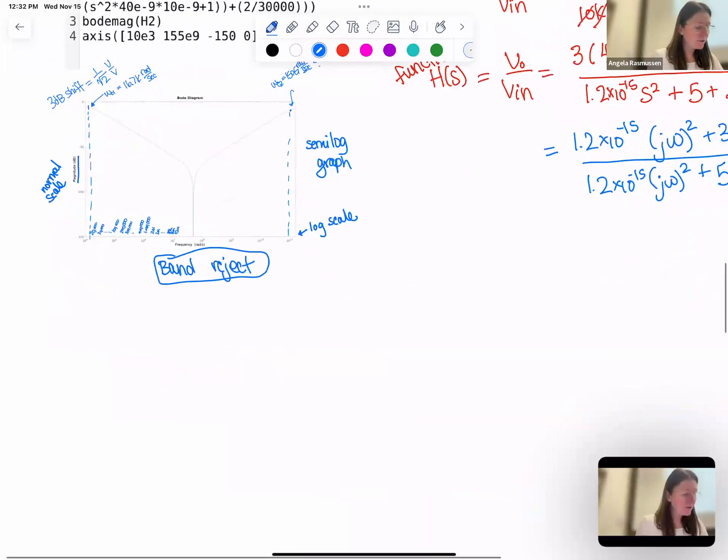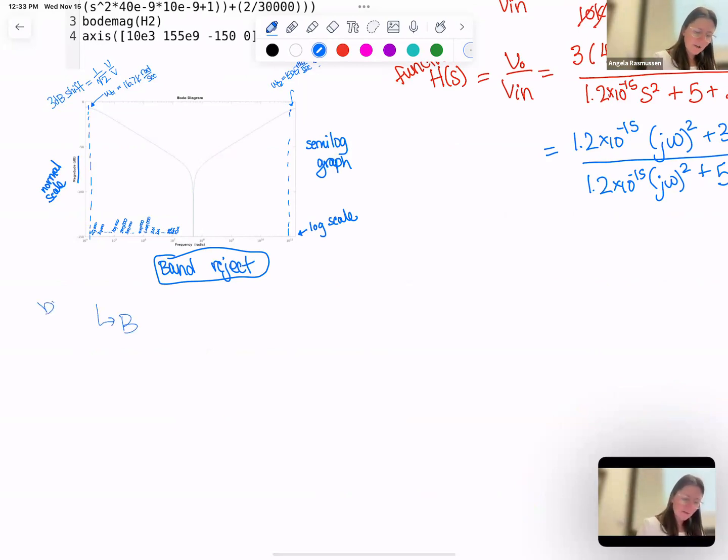Okay, so using those values, your B, which is your bandwidth, is the region that you're operating in. That's going to be between the corner frequencies for this one. This is called your bandwidth.